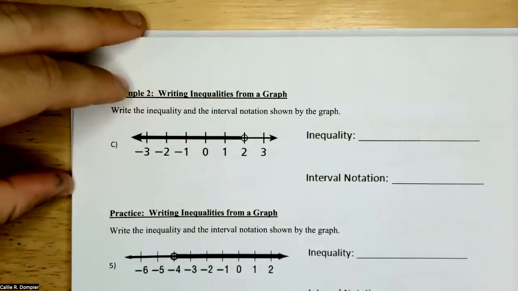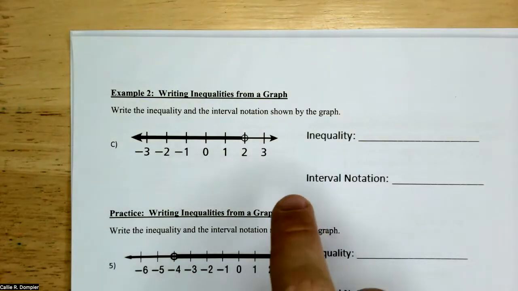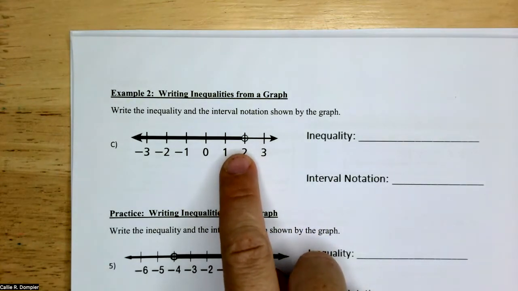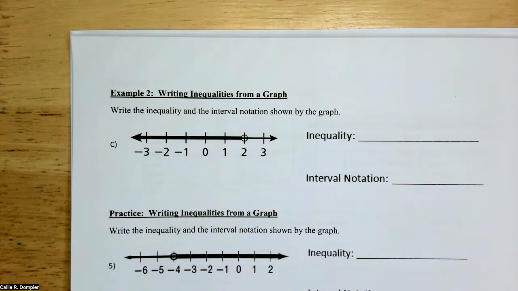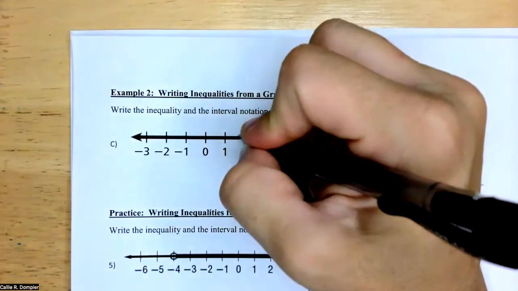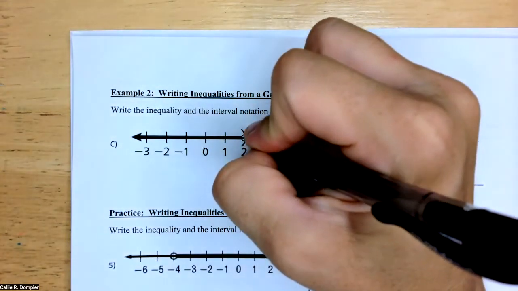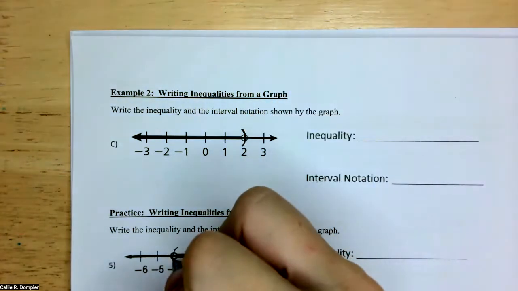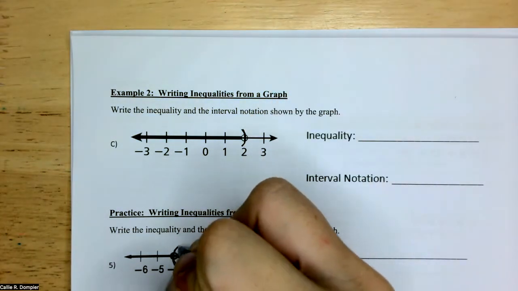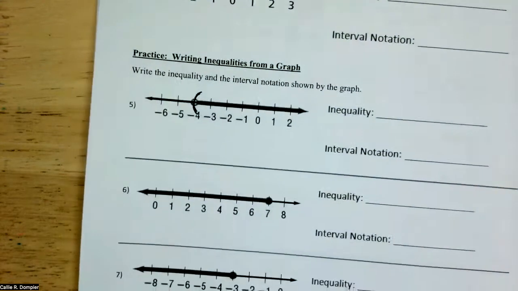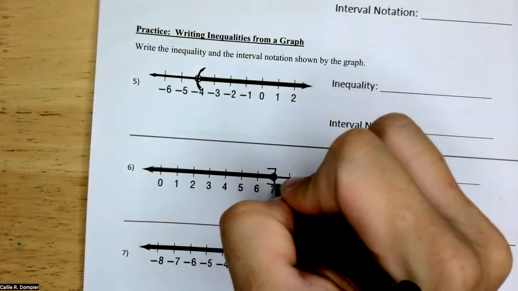Now, if I only have the picture, remember, this is not what my math lab is going to use, so I'm just going to change these. The open circle is the same as parentheses. And then the closed circle is the same as a bracket.